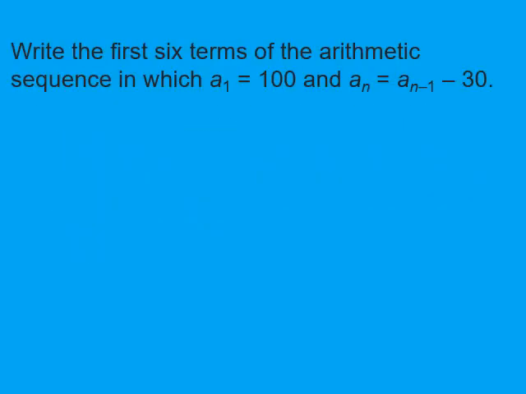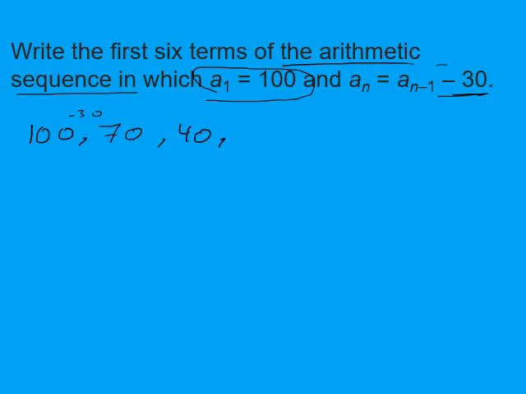For example, write the first 6 terms of the sequence defined by an arithmetic sequence. Its first term is 100, and each time I am subtracting 30. So if the first term is 100 and I'm subtracting 30 every time, the second term is going to be 70. Then subtract 30, it's going to be 40. Subtract 30, it's going to be 10. Subtract 30, negative 20. Subtract 30 is negative 50.